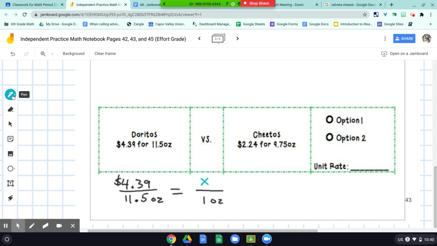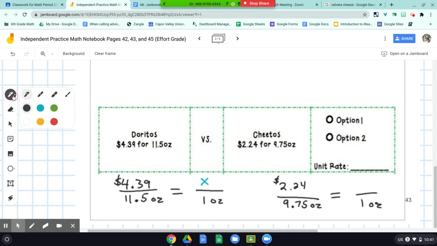Now, Cheetos cost $2.24, and you get 9 and 75 hundredths of an ounce for those. How much is it for 1 ounce? Now, we're not talking about per chip here, right? We're talking about ounces. So even if the Doritos or the Cheetos bags were all crushed up and the chips were destroyed, the weight of the chips would still be the same. So really, that doesn't matter. How much do they charge per ounce?